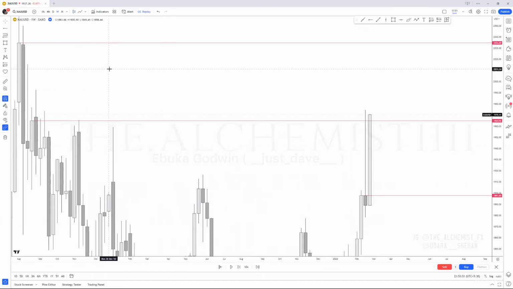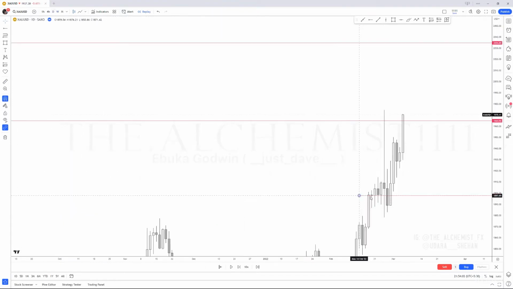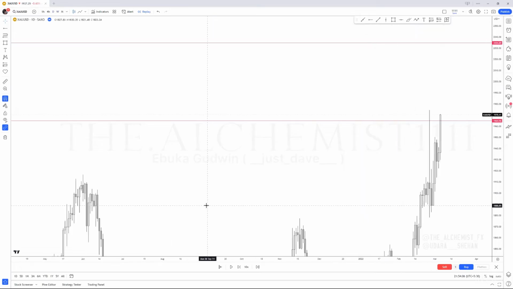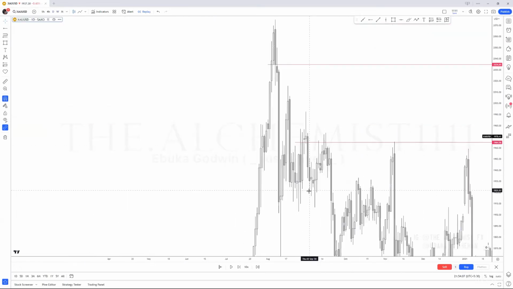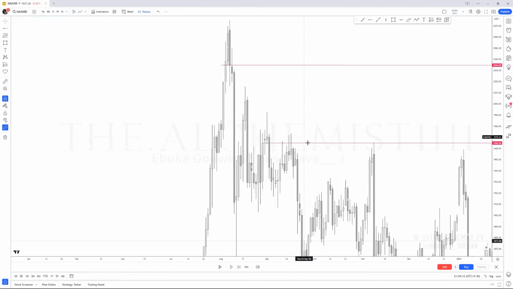So now what we could do is go to the lower time frames and see if we could refine these zones. Let's go to daily. Let me delete this. Okay, let's see this zone we have. See how many pips away is this? The next zone.